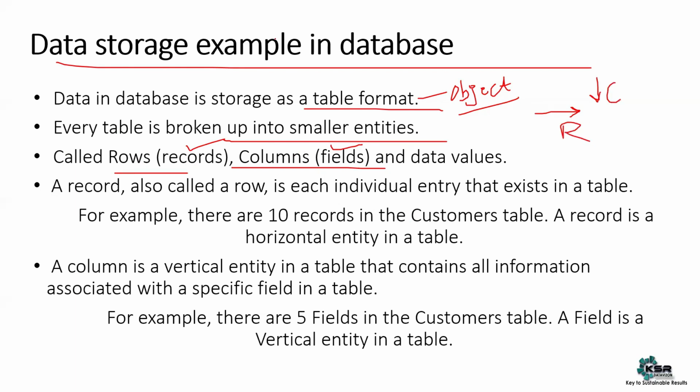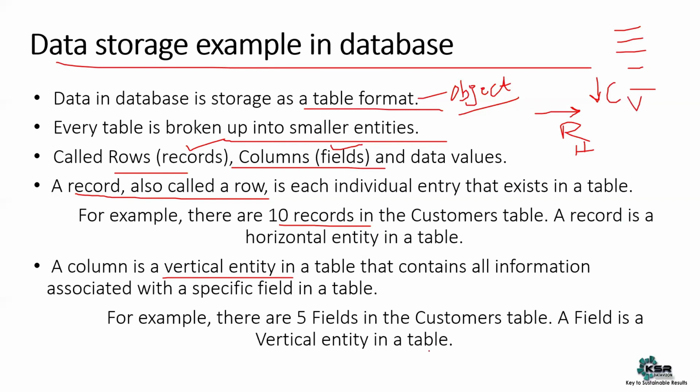Horizontal and vertical information: rows and columns. A record, also called a row, is an individual entry that exists in a table. So for example, if there are 10 records, that means there are 10 rows: 1, 2, 3, 4, up till 10 rows are present. And a column is a vertical entity. A row is a horizontal entity. A column is a vertical entity.